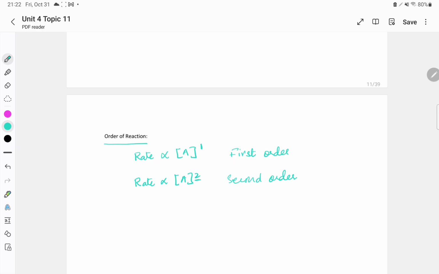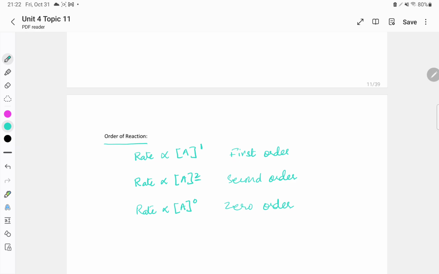If you double the concentration of A, the rate would go up to 4 times. If you triple the concentration of A, the rate would increase how many times? It will increase 9 times, right? So this is how it's called the second order reaction. And then we have a zero order reaction where the concentration and rate are independent of each other. So we indicate it by 0. It's not depending on each other.